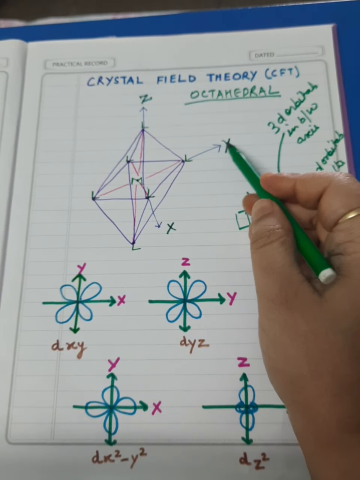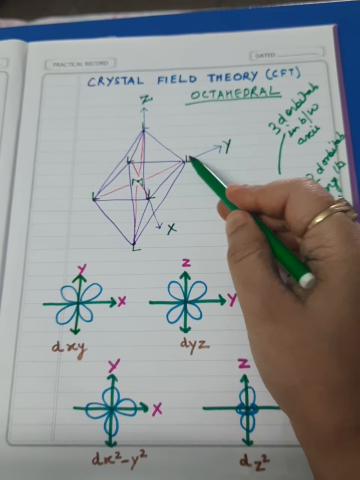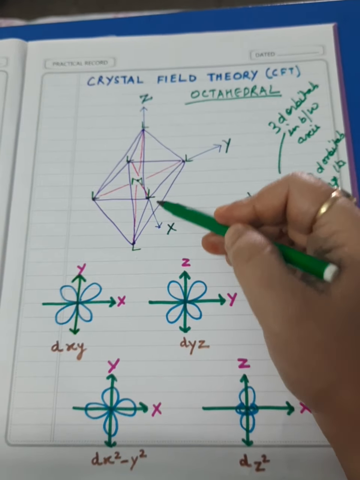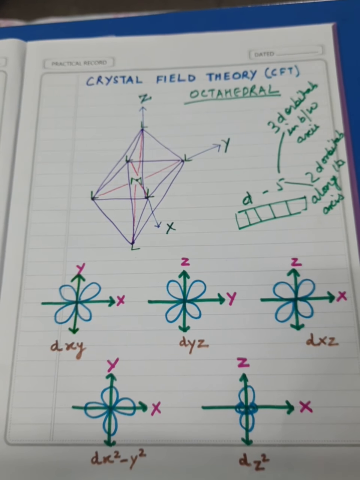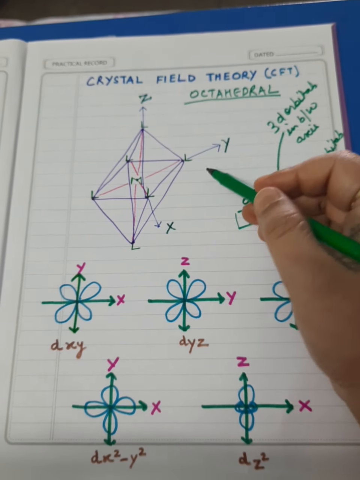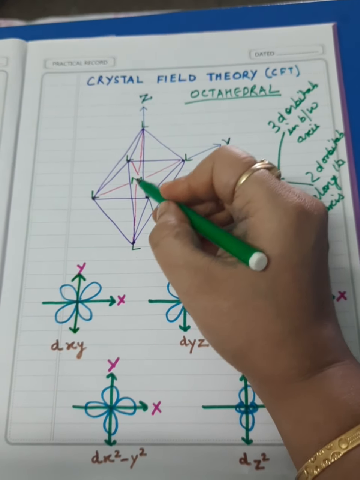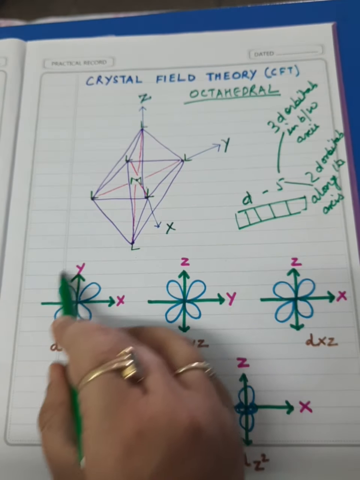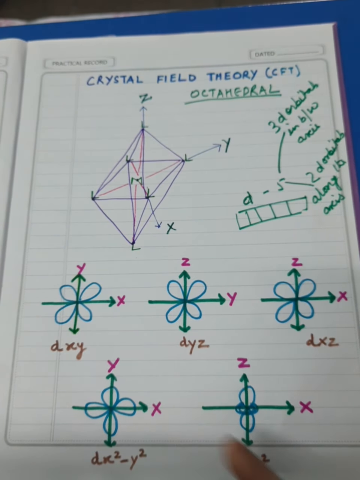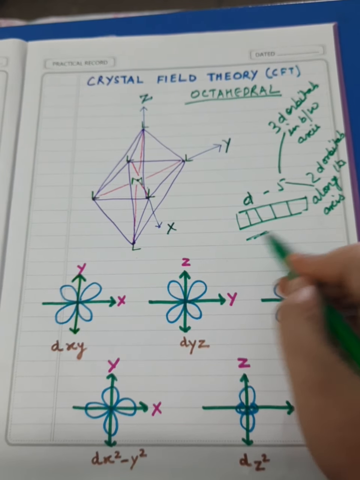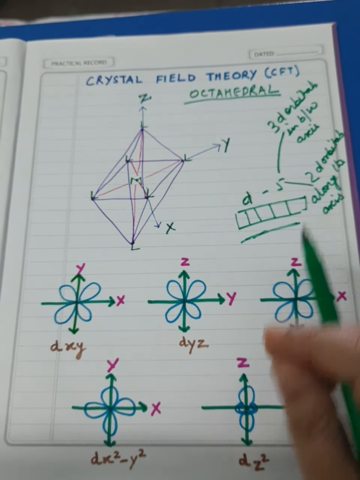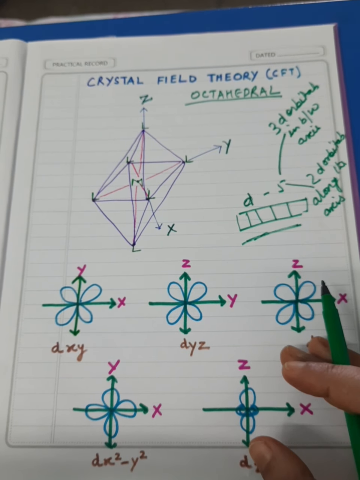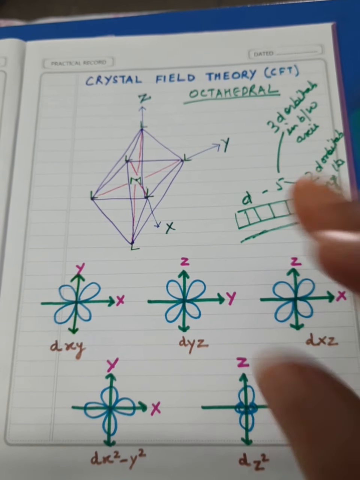When ligands approach, as I told you, ligands approach along the axis, not between the axis. So, according to the CFT, dear students, when ligands approach a central metal atom or ion along the axis, then out of the 5 d orbitals which are of the same energy, they get split up into two sets of orbitals. Clear? Now, which are those two sets?